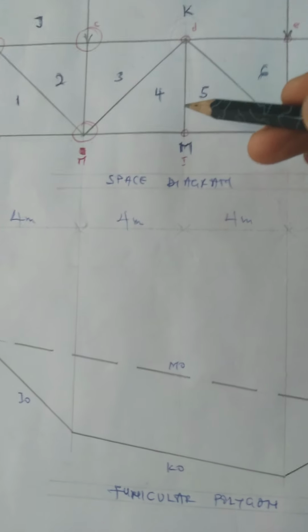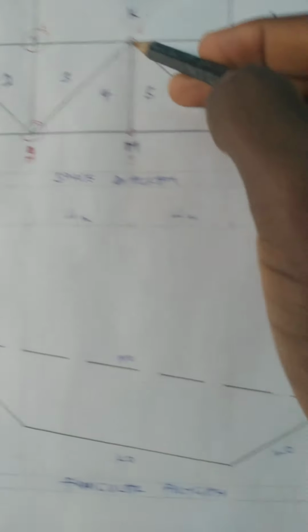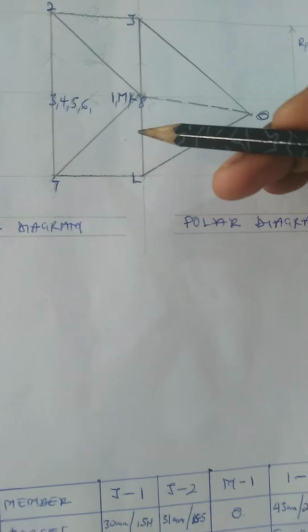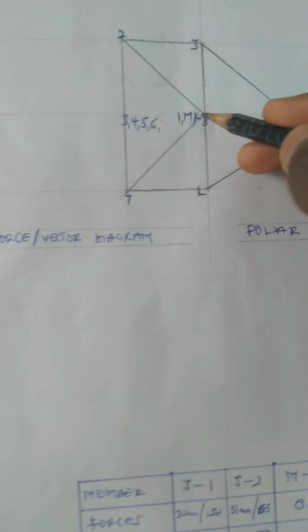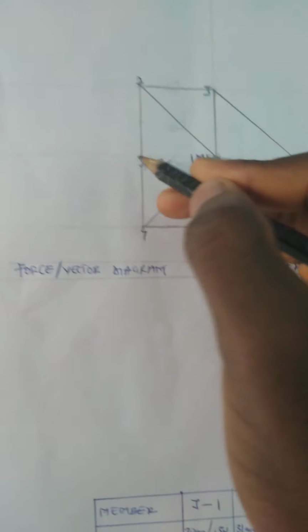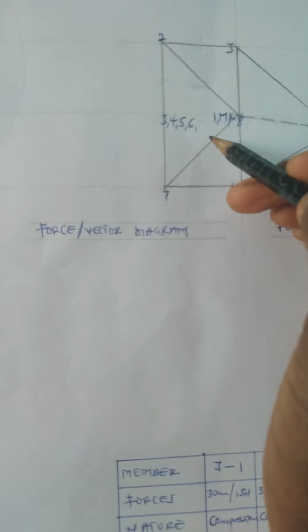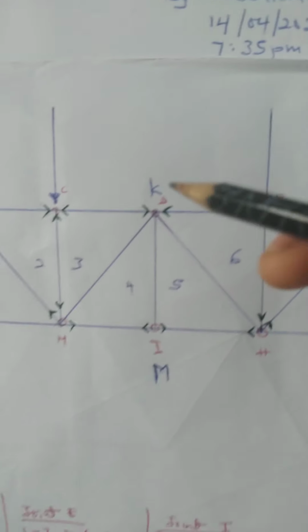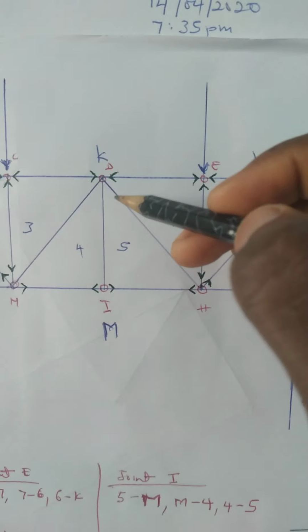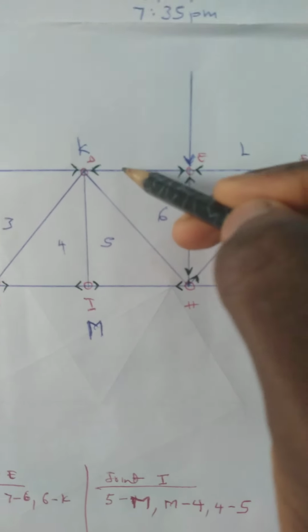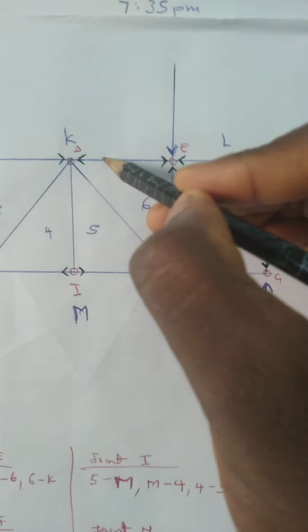So for K6 at joint D, move back to the vector diagram. K6, this is K, and this is 6. So it will be this direction. So when you come to joint D, the K6 member is this, and the direction will be in this form. At this joint, it will be in this form.